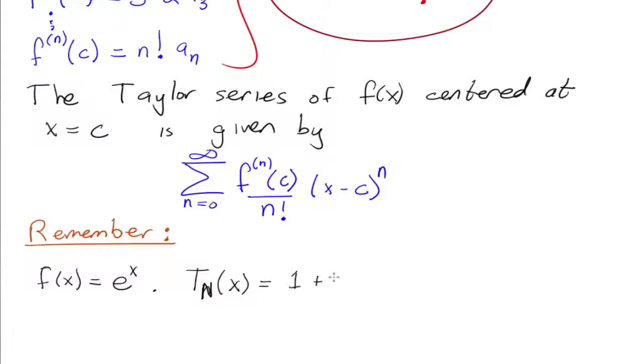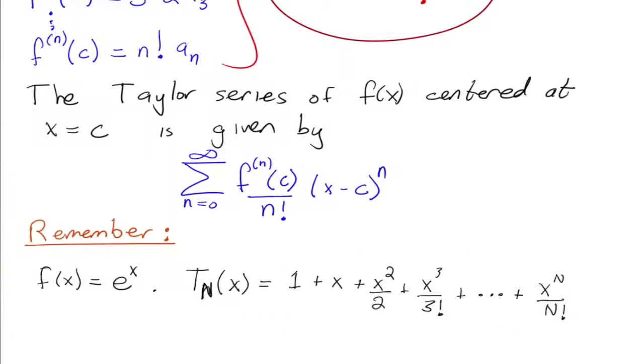Remember, it looked like 1 plus x plus x squared over 2 plus x to the third over 3 factorial plus all the way up to x to the n over n factorial. So this was the Taylor polynomial of e to the x. And so you can see the coefficients right here, right? Because what are all the derivatives of e to the x? e to the x. And evaluated at 0, all of those derivatives are equal to 1. So you see a 1 in front of all of these, and then over n factorial. So this is the Taylor polynomial.